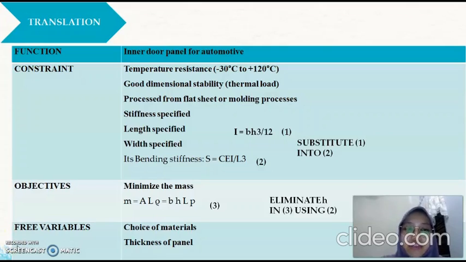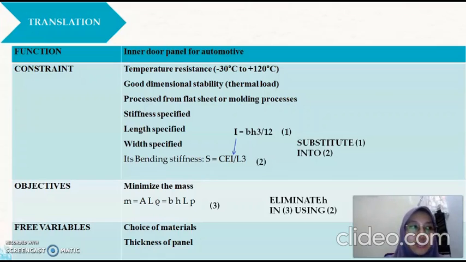The objective defines the material index, and our objective is to minimize the mass, where the mass equals area times length times density, or equals the width times the height times the length times the density. To identify the material index, substitute equation 1 into equation 2. Equation 2 we get from the bending stiffness, as S is specified: S equals C times E times I over L cubed.